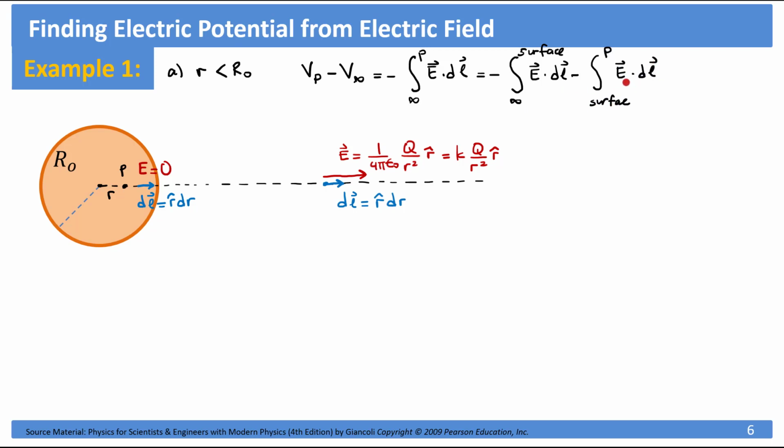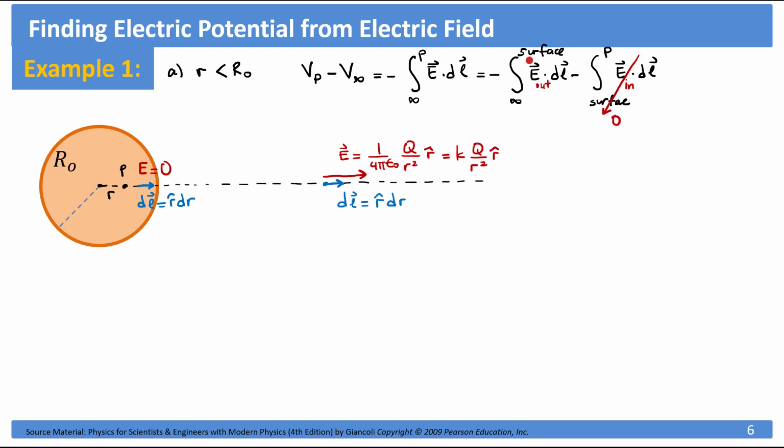Here, however, this is the electric field inside, because from the surface to point P I am within the sphere, and here this is the electric field outside, because I am outside the sphere as I'm going from infinity to the surface of the sphere. And as you can guess, the scalar product of the dl and the electric field inside will always be 0, because the electric field inside is 0. So this term will simply go to 0.